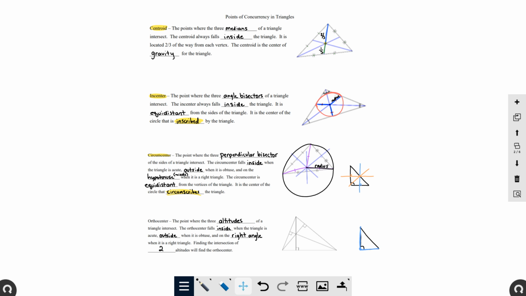Starting today, you need to memorize them and all their facts about them. Okay? So what could be helpful to help you memorize those? Flashcards. You're exactly right. You might want to write centroid on the front, and then on the back you can put medians, always inside, 2/3 from each vertex, center of gravity. Hit those highlight points. That's right. Draw the triangle on the outside too. What else would be good to help you?